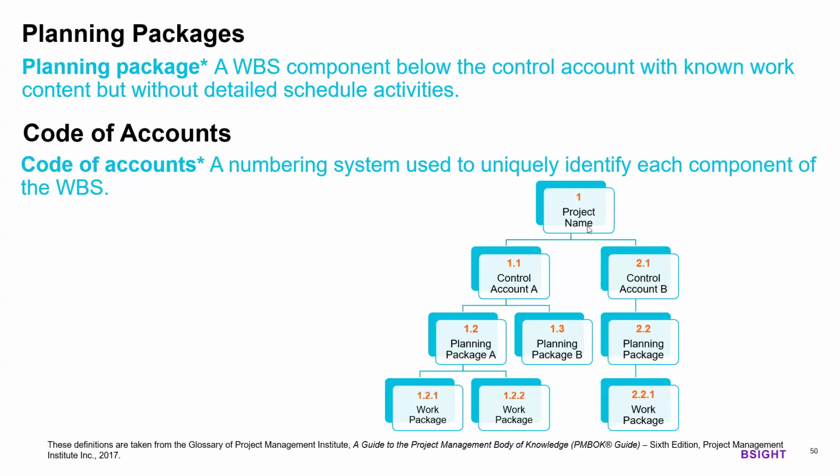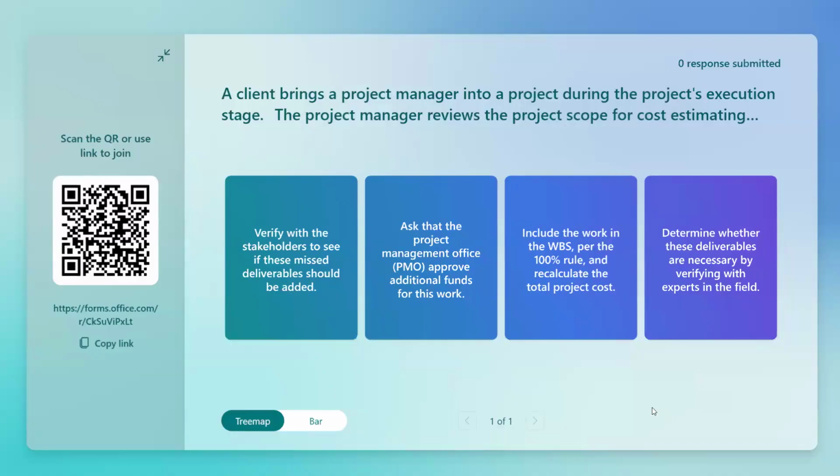So it will look like this. Project control accounts will be in the higher level. Then if you don't have enough information, go to planning package, or else it will further decompose, or you will be decomposing it under the work packages. Planning packages will be later decomposed into work packages. So that's the end of Create WBS.